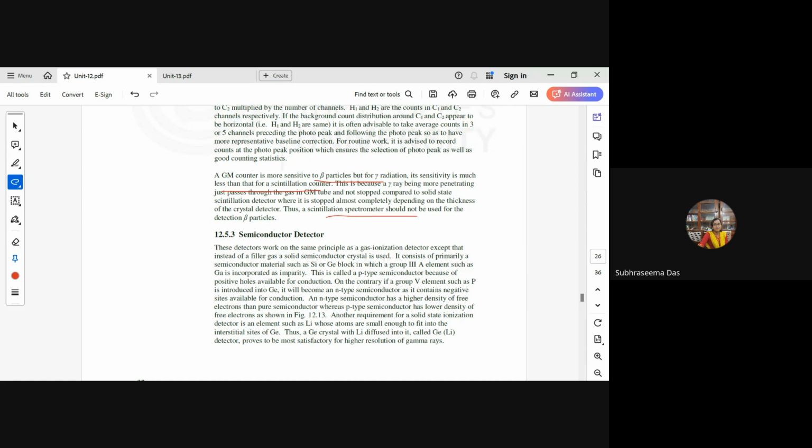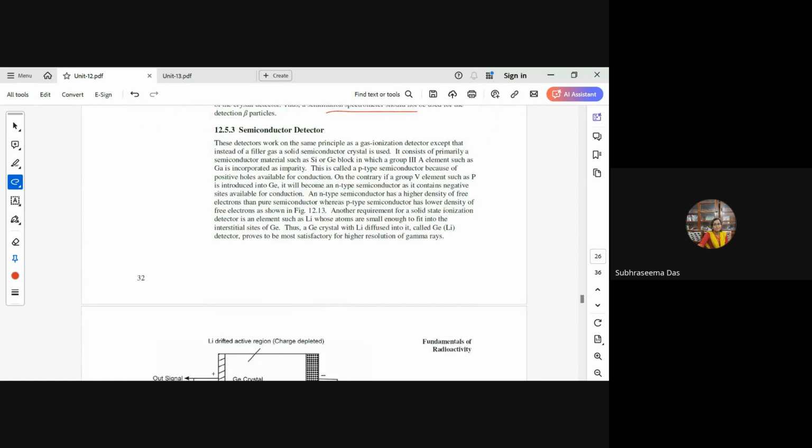Thus, a scintillation spectrometer should not be used for detection of beta particles. Then comes a semiconductor detector. These detectors work on the principle of a gas ionization detector. They primarily consist of a semiconductor material, mostly silicon or germanium, with gallium incorporated as an impurity. This is called a p-type semiconductor because of the p holes, or the positive holes, that help in the conduction.